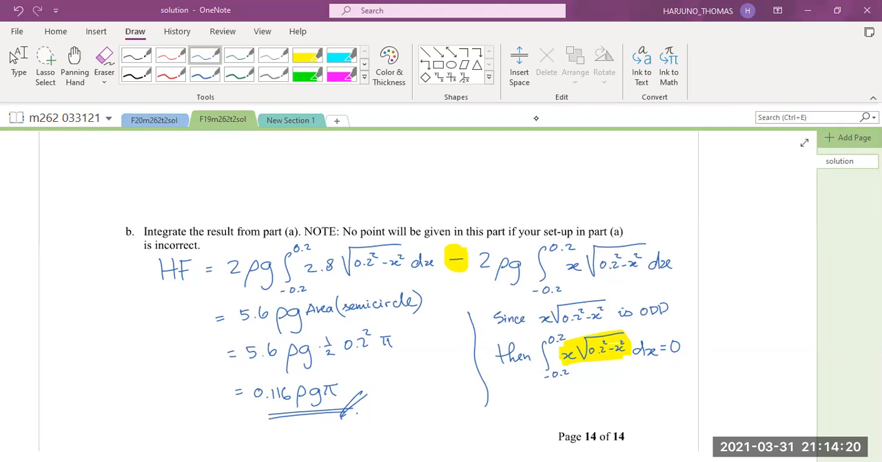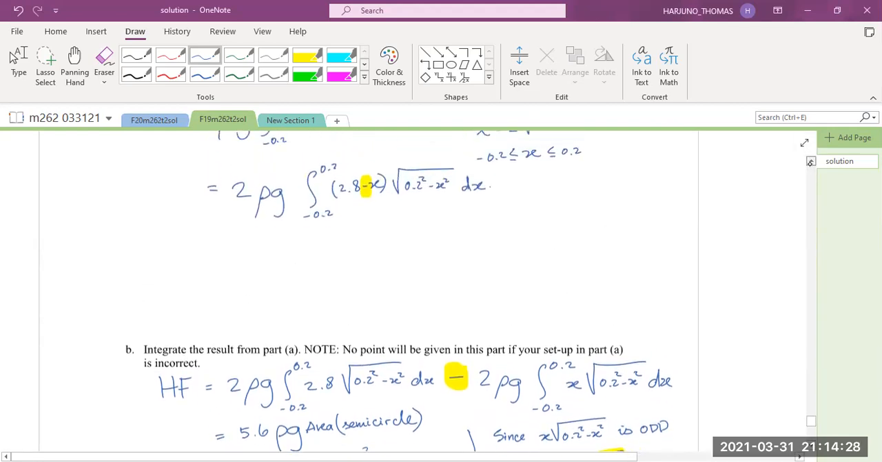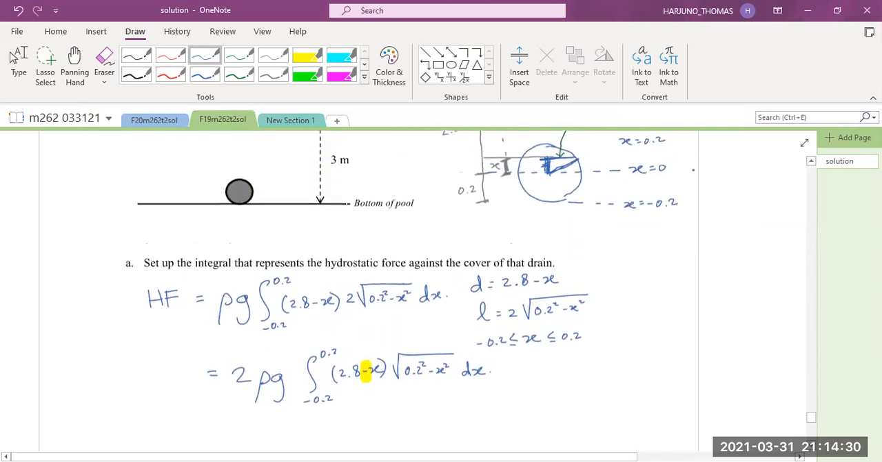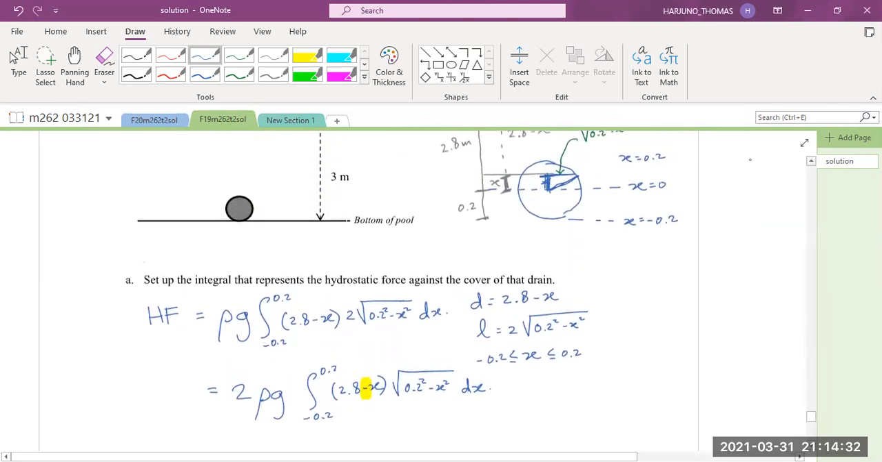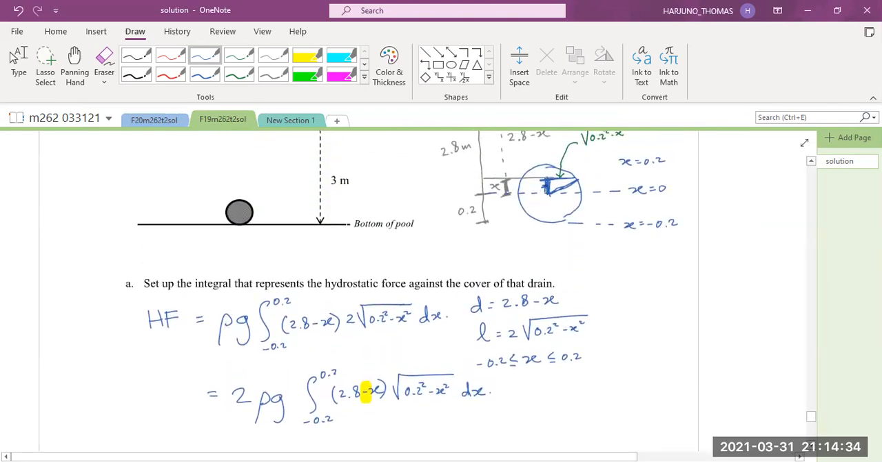So don't get scared if your setup looks different from mine. Our difference is that I have the same reference line as you, but my direction of x is going upward. Your direction of x is going downward. So our setup at the end may look different, but once we start computing it, we still come up with the same result.